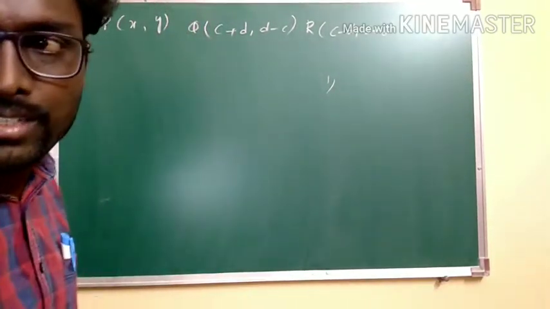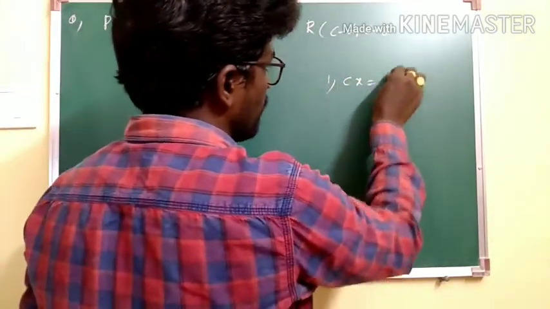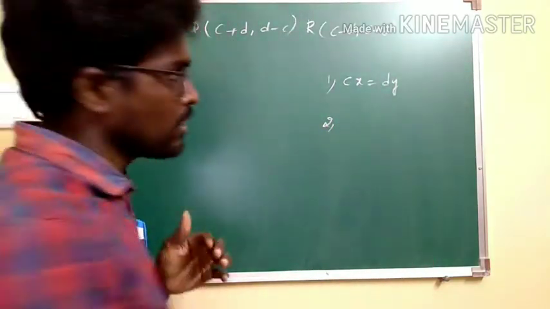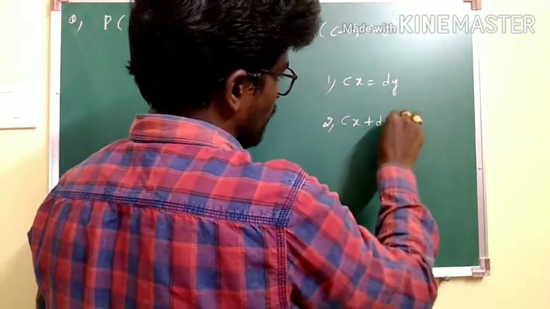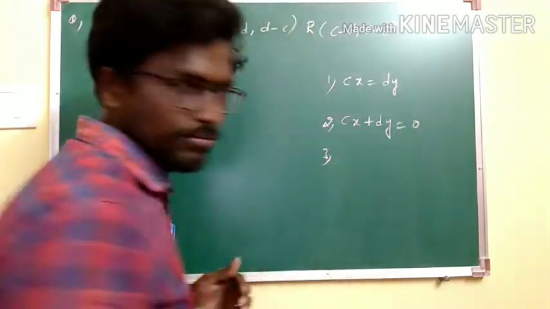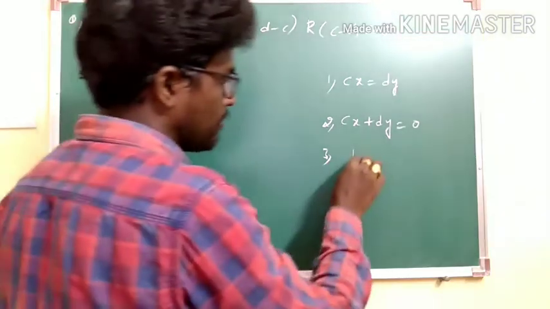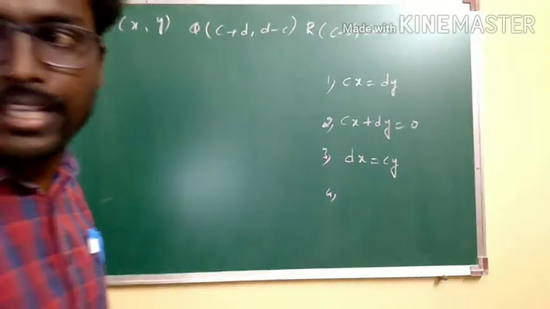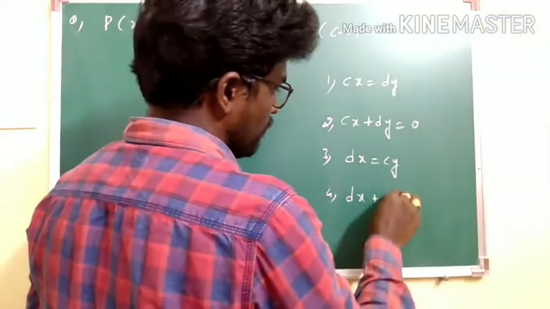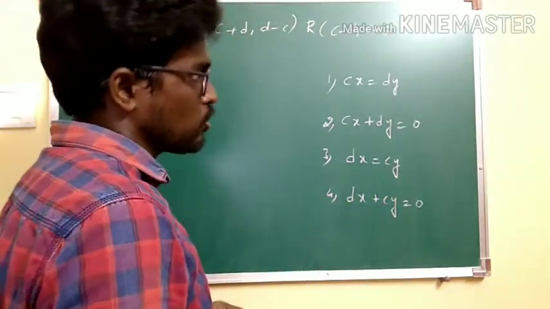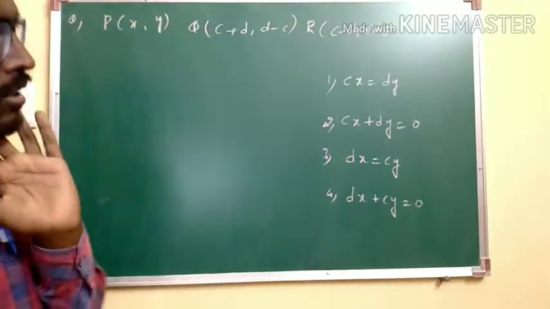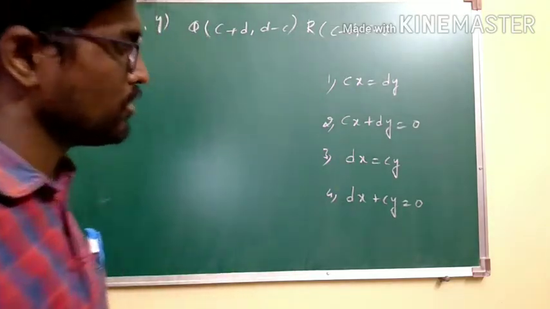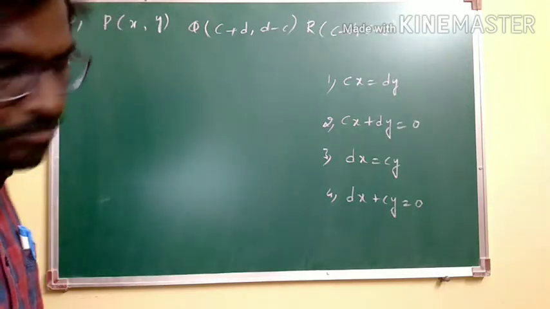Let's check. Cx = dy, and cx + dy = 0, dx = cy, dx + cy = 0. Please note down the options, I am going to erase them. The first option is cx equal to dy, cx plus dy equal to 0, dx equal to cy, and dx plus cy equal to 0.